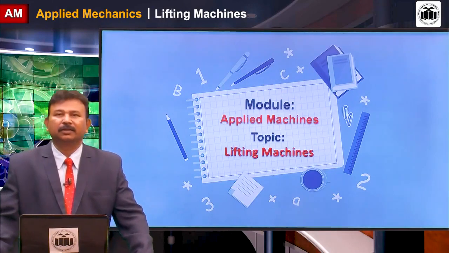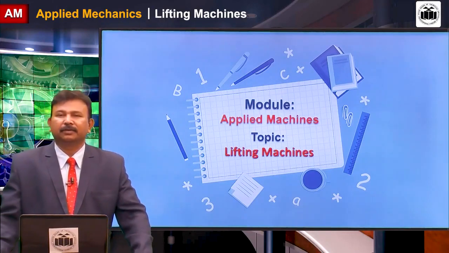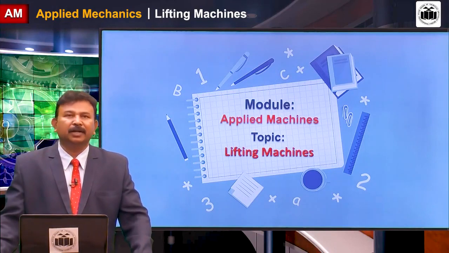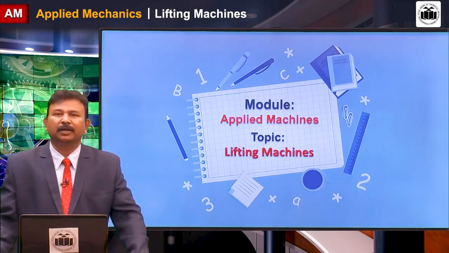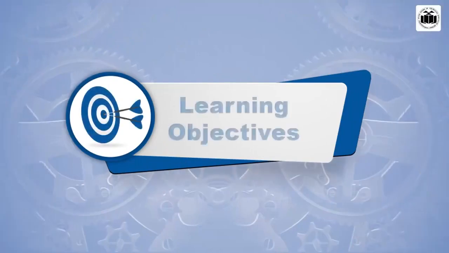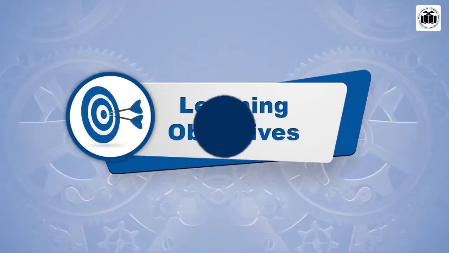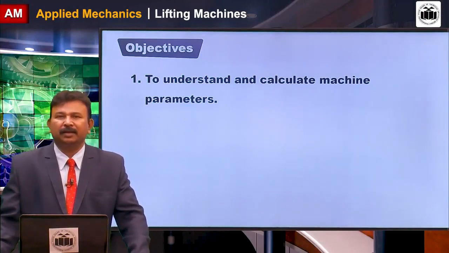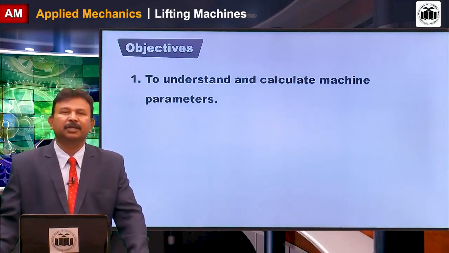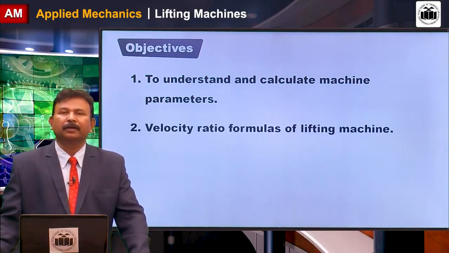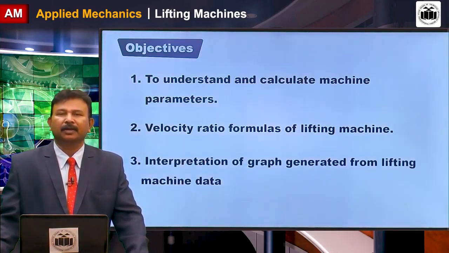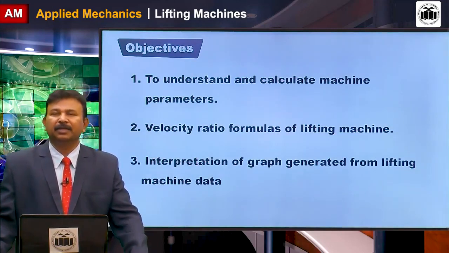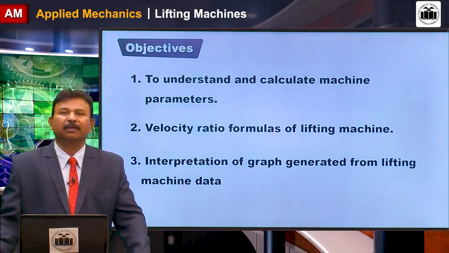Dear students, today we will learn the applied mechanics module topic, lifting machines. The first objective is to understand and calculate machine parameters. The second objective is velocity ratio formulas of lifting machines. Number 3, interpretation of graph generated from lifting machine data.